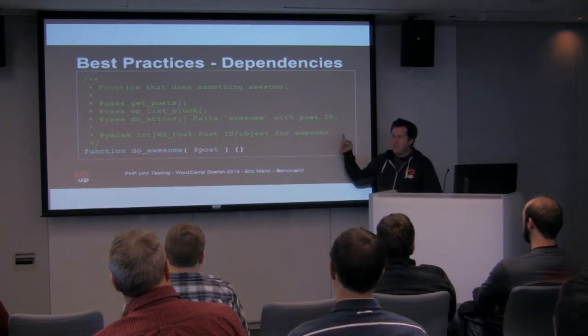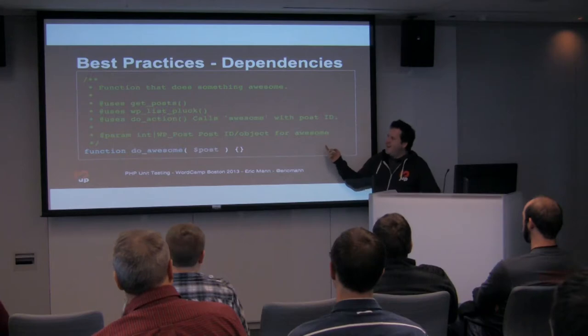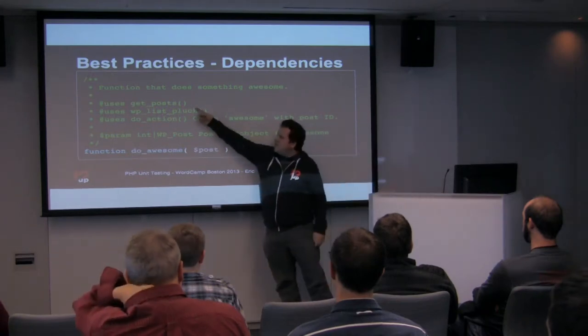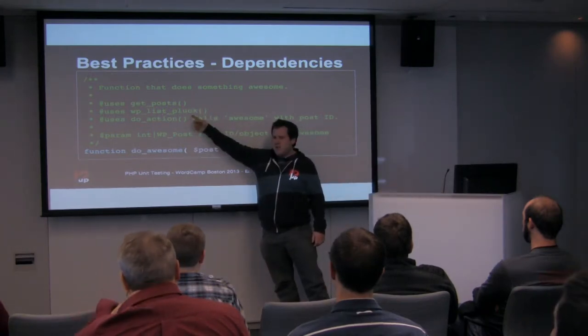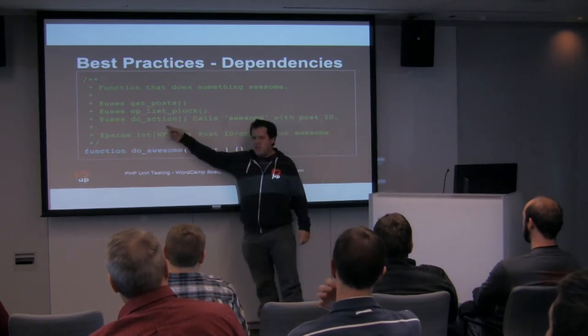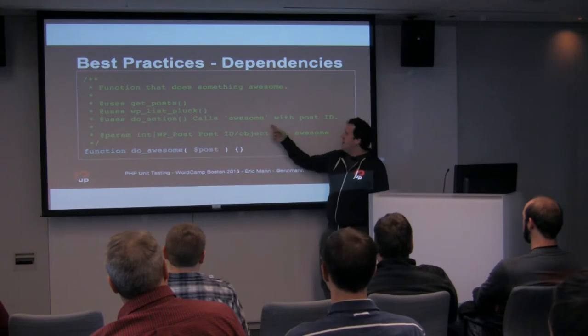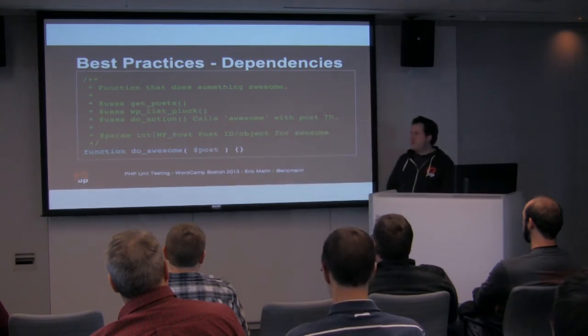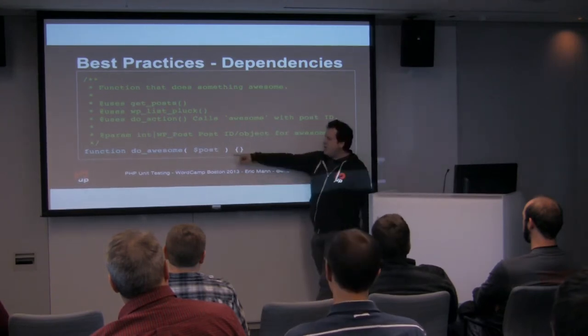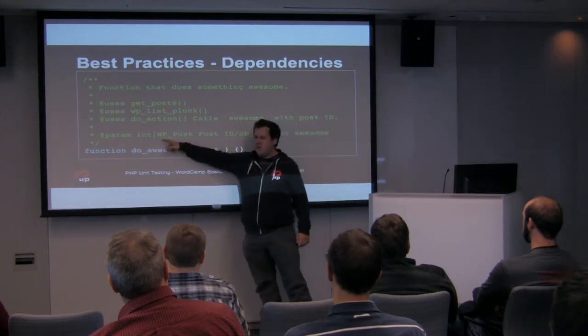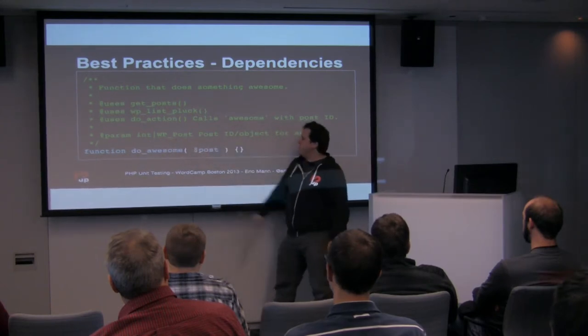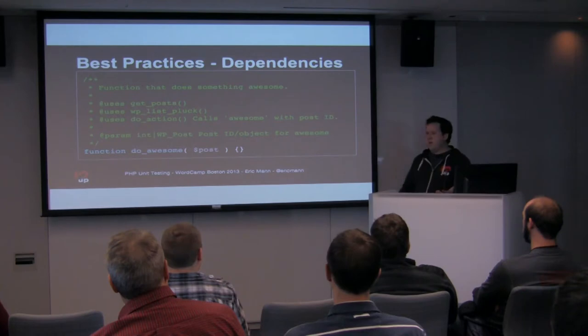This function obviously does something awesome, and then it uses the getPost function and the wp_list_pluck function. And everybody in WordPress has seen a do_action call or an add_action call. This one uses do_action to call awesome, passing in a post ID. The parameter post is also defined as either an integer for a post ID or a WP_Post object so that you know what you're looking at.